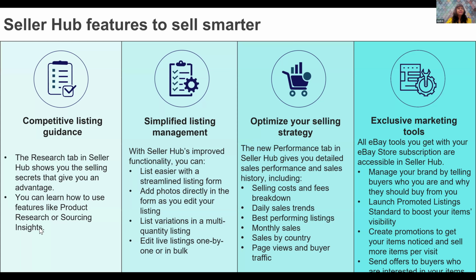Another important thing is Seller Hub will help you sell smarter through optimizing your selling strategy. The new performance tab in Seller Hub gives you detailed sales performance, sales history, including selling costs and fees breakdown, daily sales trends, best performing listings, monthly sales, sales by country, page views, and buyer traffic.